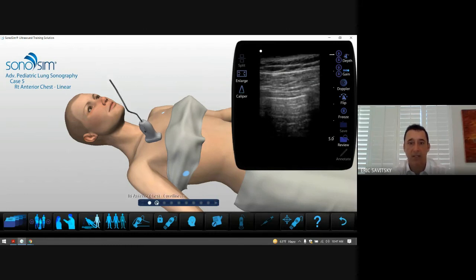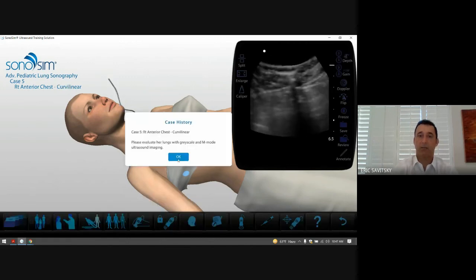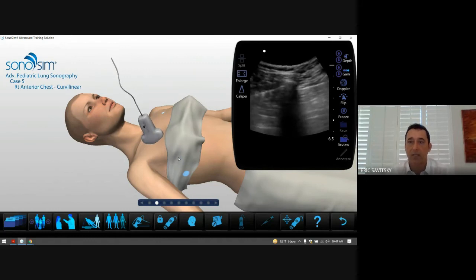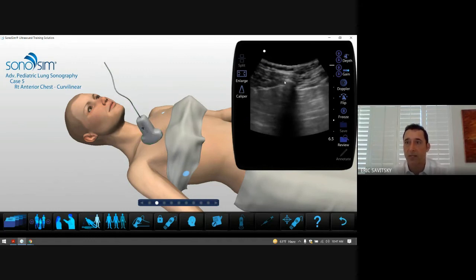So we're going to come down here and show, as an example, a curvilinear transducer. Once again, with a patient with a larger body habitus, you apply a curvilinear transducer. You can see the footprint's different. Here's the ribs, and here you can see much better that there is lung sliding.